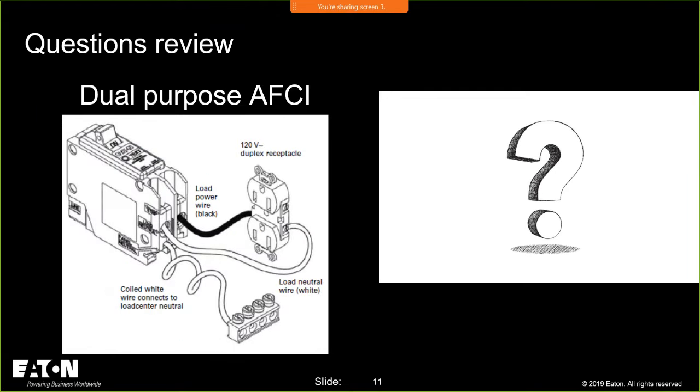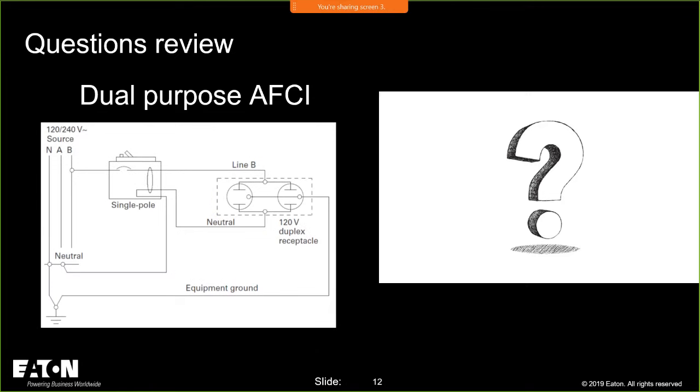These devices are connected. So if you think about the GFCI and AFCI dual-purpose device, you wire them just like you would wire anything, and it's providing GFCI protection for anything that's connected downstream. It protects everywhere downstream.